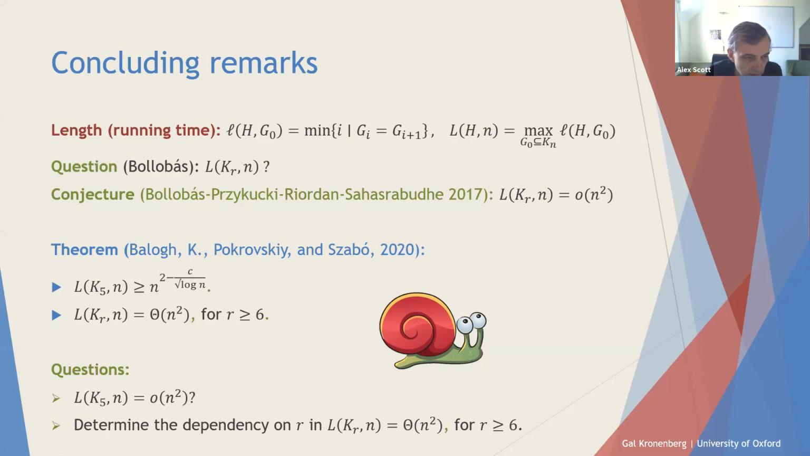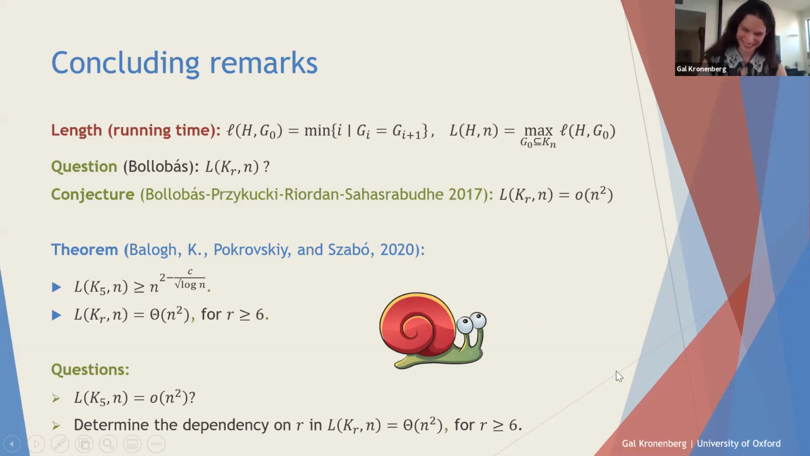So I had two quick questions. So one was, what do you believe is the truth for K5? 50-50. Okay, so I will politely avoid the question by saying something more.